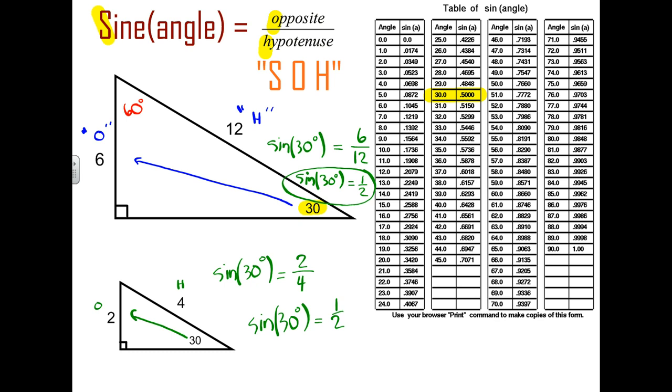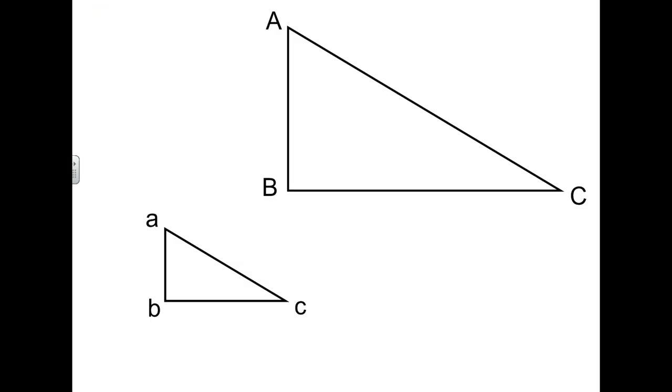A little bit about that. In geometry, you learned about similar triangles. If I have two similar triangles, that would mean all of their angles are the same. So let's say we have two 30, 60, 90 triangles here, and this one is also a smaller 30, 60, 90 triangle.